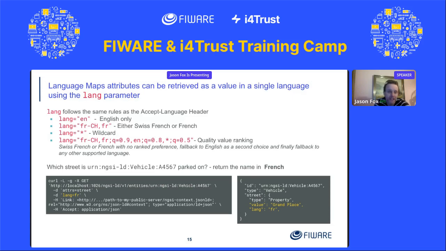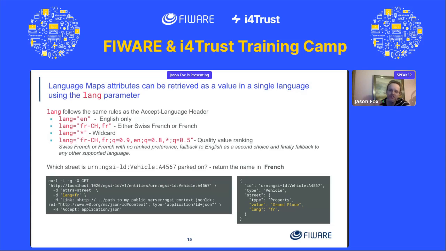This syntax is already in use in your browser. If your browser is responding to you in Spanish, then it's probably because you have got your preferences set up as saying I prefer this in Spanish, and obviously not all websites are in Spanish, so it does its best to try and cover this. What this is useful for is that it means you are able to retrieve values, and you can see here on the right hand side this is a normalized value to say I will get the street back as Grand Place and it's in French, language FR.